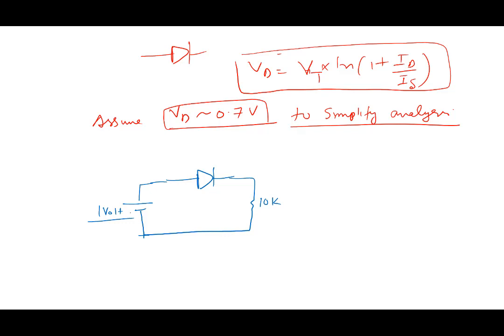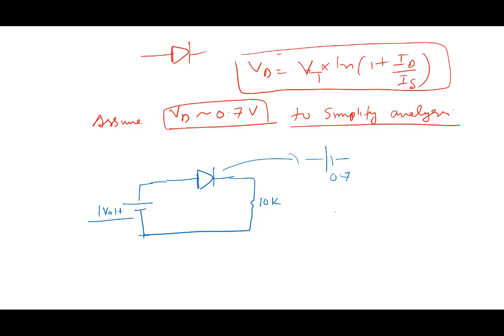What will I do? I will use the 0.7 volt model. So I'll replace this by a battery of 0.7. Fine. What will it give me? Current of 1 volt minus 0.7, which is 0.3. 0.3 divided by 10K will give me how much? 0.03 milliamperes or 30 microamperes, right? So it's saying the current is going to be 30 microamperes.